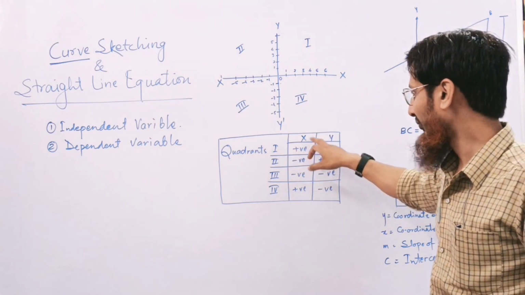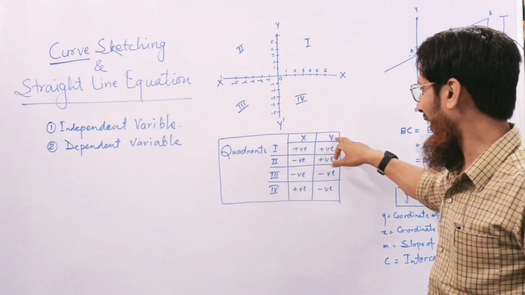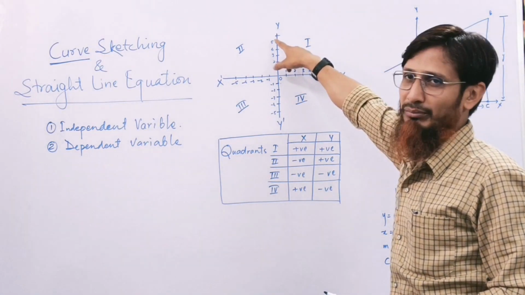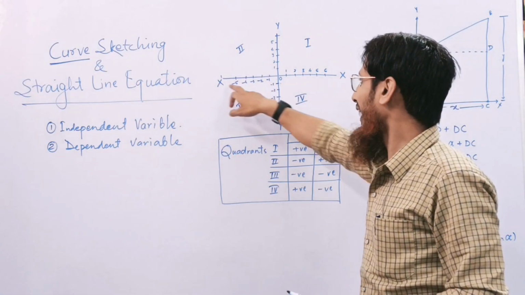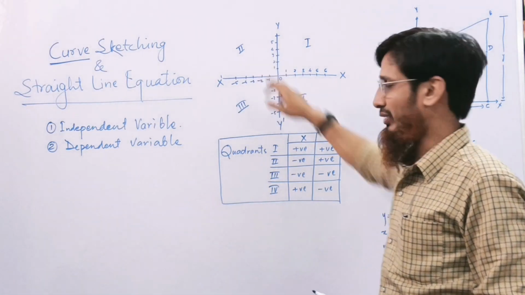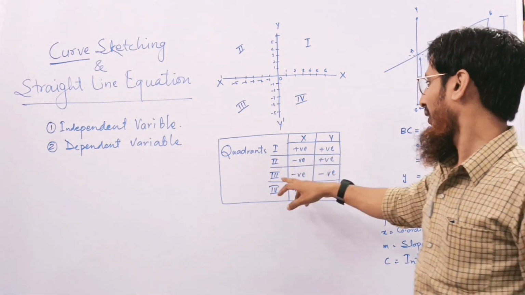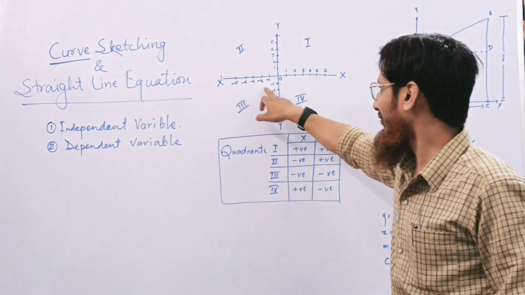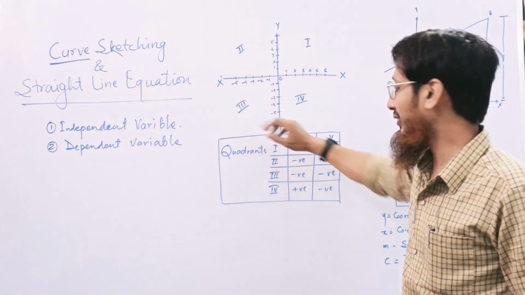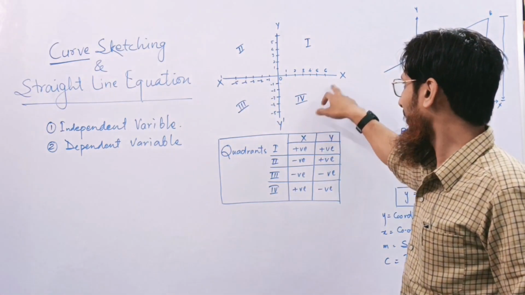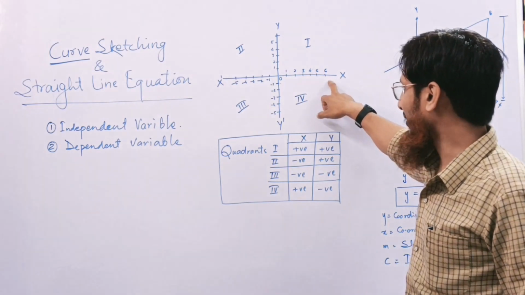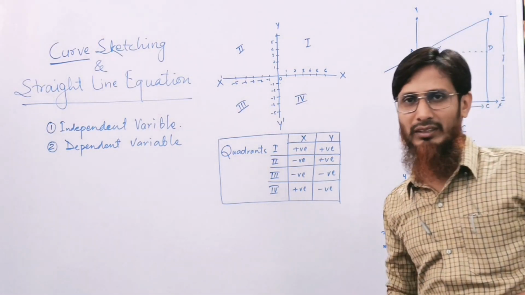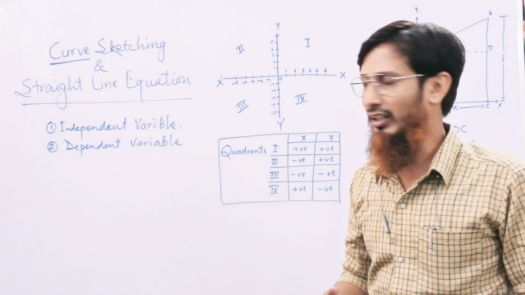In the first quadrant, the value of x would be positive and y would be positive. In the second quadrant, the value of x would be negative and y would be positive. Here we can see in the table. In the third quadrant, the value of x is negative and y is also negative. Next is the fourth quadrant, where the value of x would be positive and y would be negative. So these are the quadrants for sketching a curve.